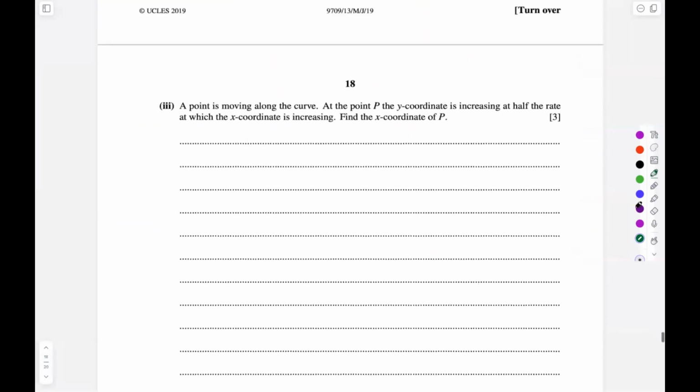In part 3, it says a point is moving along the curve. At the point P, the y-coordinate is increasing at half the rate at which the x-coordinate is increasing. We have to find the x-coordinate of P. Now we know that the rate of change of y and the rate of change of x are related by the equation dy by dt equals dy by dx multiplied by dx by dt.